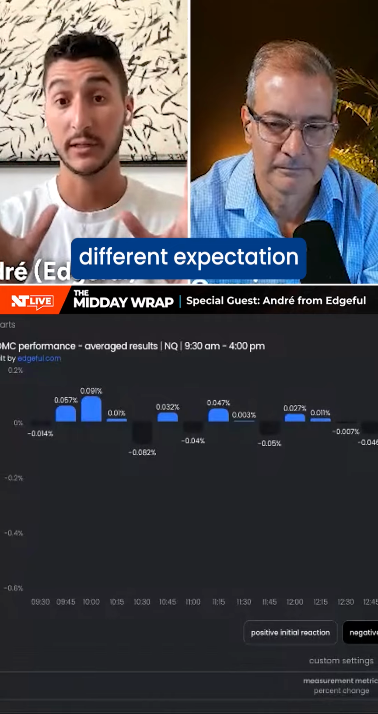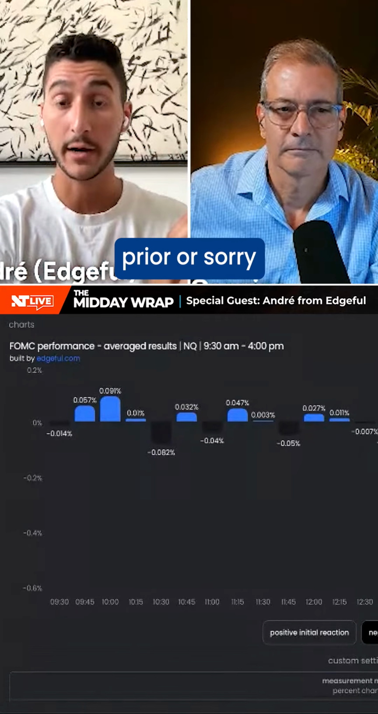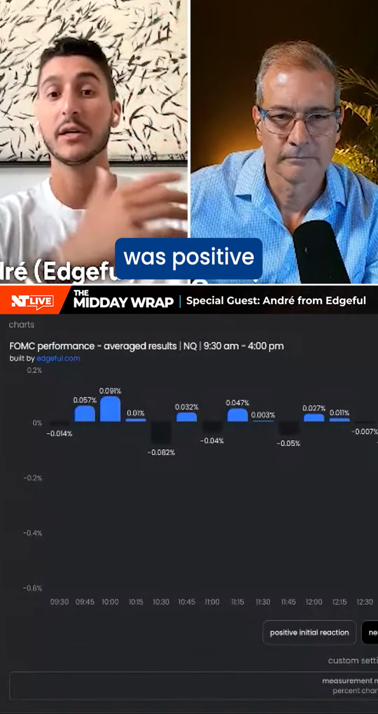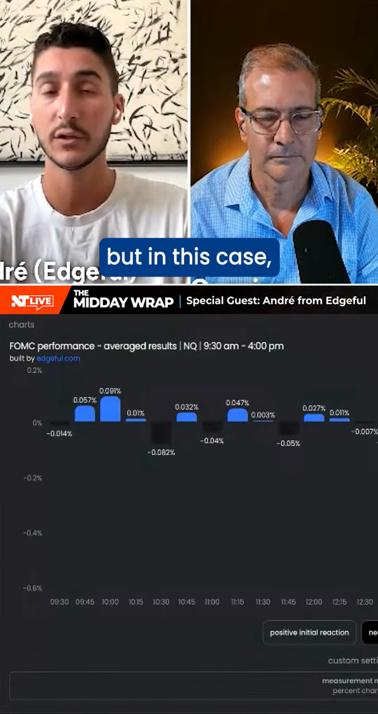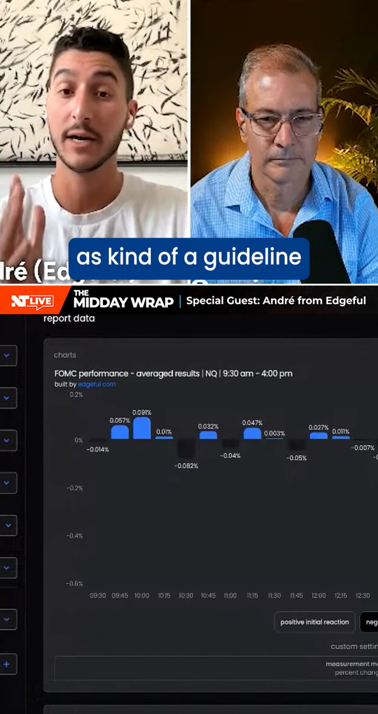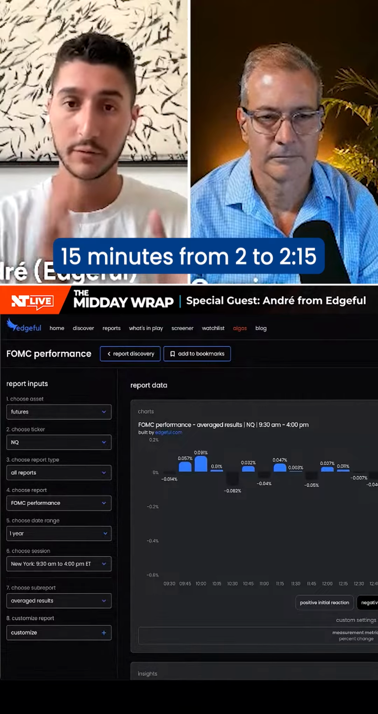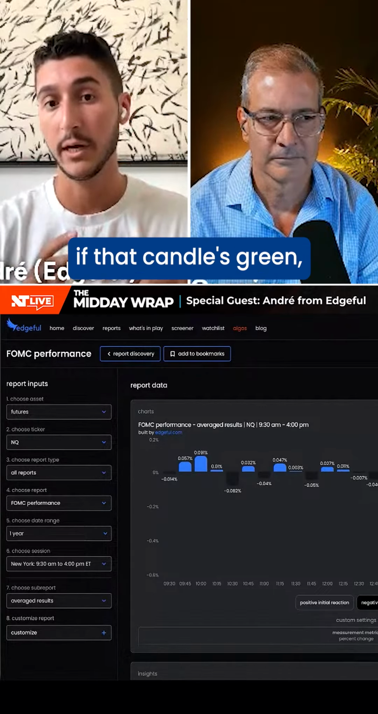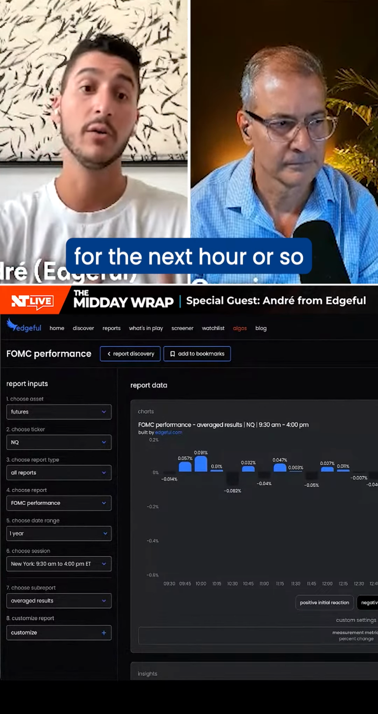So there's a different expectation for an FOMC day when the initial reaction was positive versus negative. In this case, this is what you can use as kind of a guideline. Let me wait for the first 15 minutes from 2 to 2:15. If that candle is green, my expectation for the next hour or so is going to be bullish.